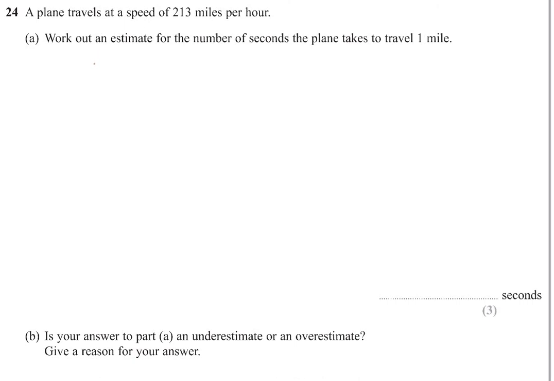Okay, a plane travels at a speed of 213 miles per hour. Work out an estimate for the number of seconds the plane takes to travel 1 mile. So we know the formula, speed equals distance over time. Right, so we need to rearrange this formula a little bit to get t as the subject. Well, this is just distance divided by speed.